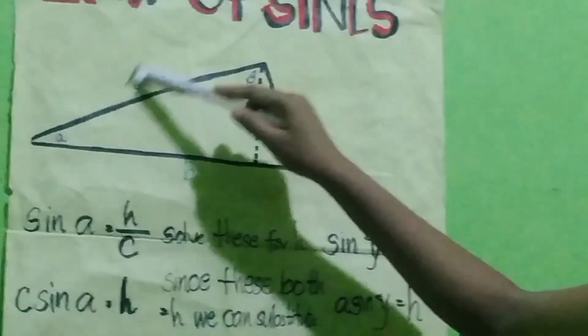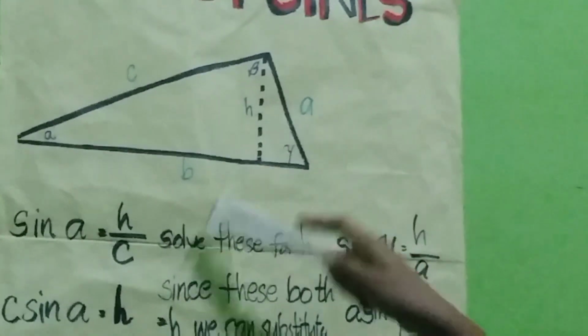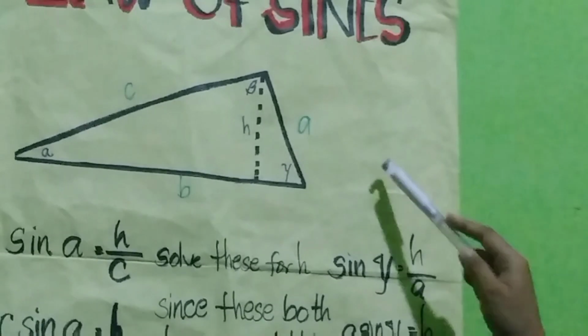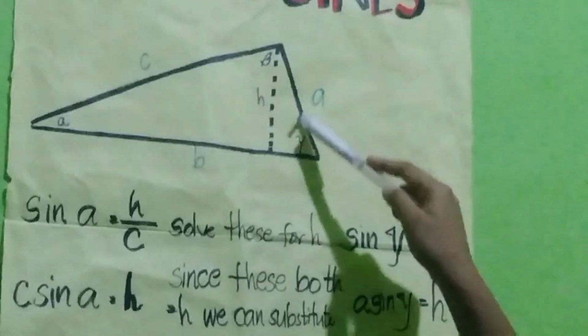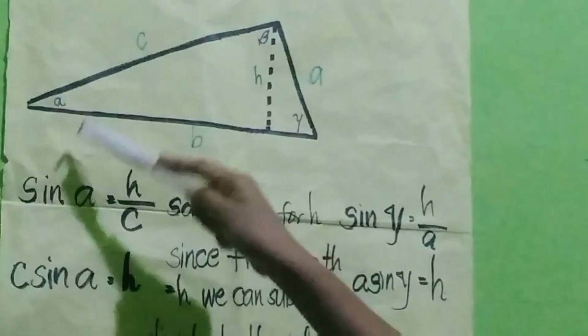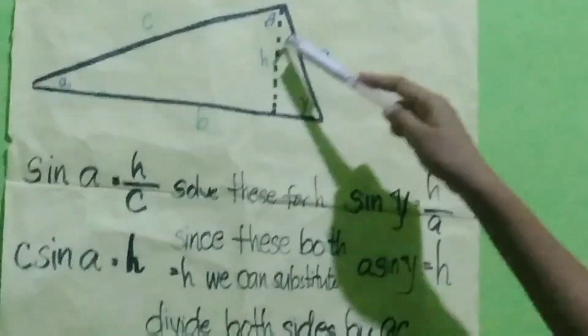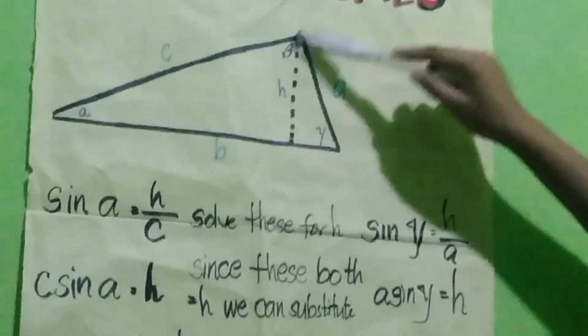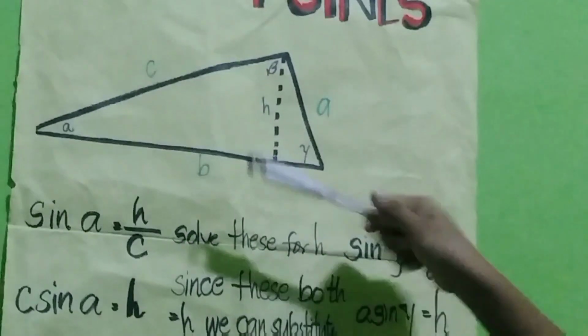So we have here letter c, which is the hypotenuse, letter b, which is the opposite side, and letter a, which is the adjacent. The angles inside the triangle are angle A, which is alpha, angle B, which is beta, and angle Y, which is what we call gamma. And here is the height of the triangle.